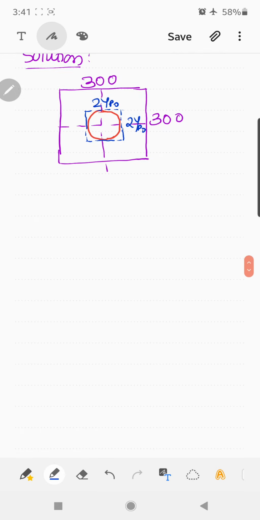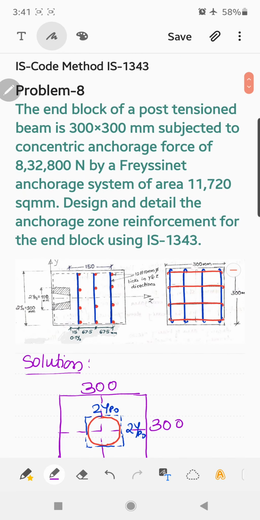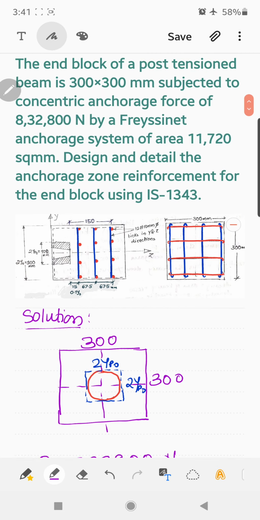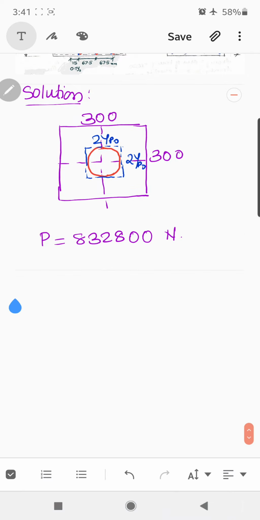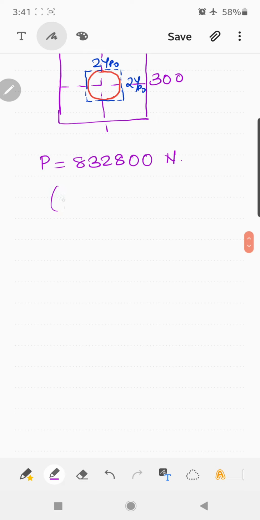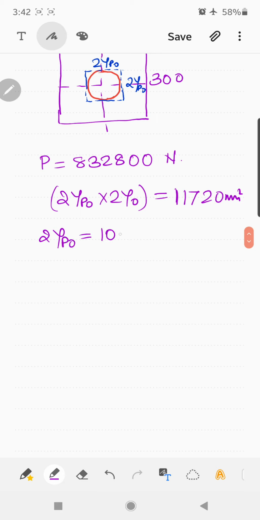Now calculate. The P value is mentioned. P value is 832800 newtons. And the area of this anchor plate is mentioned as 11720. This is the anchorage system area, 11720. It is again circular, so you have to calculate the equivalent area. So the 2yp naught by 2yp naught value, the punching area, is the area of the anchor plate, which is 11720 mm square. Therefore 2yp naught will be equal to 108 mm. This is the 2yp naught value, and this is the 2y naught value.